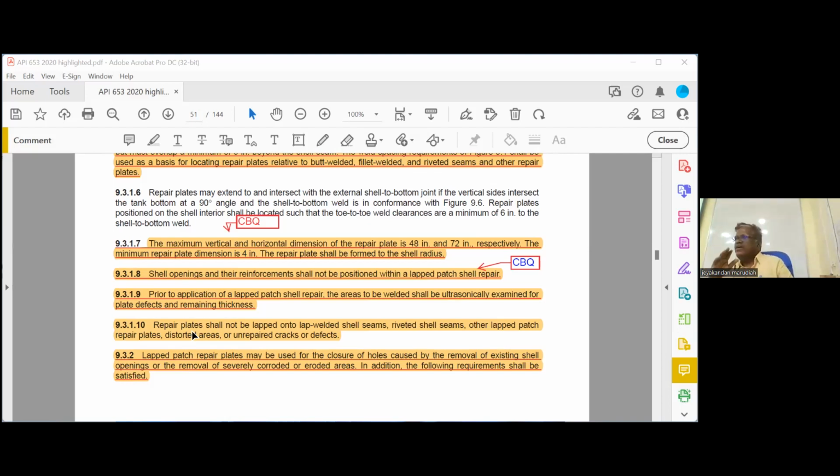Now, what are the other areas we can use a lapped patch? Suppose you remove the nozzle in a shell. See, this is a shell. There is a nozzle here. You cut and remove the nozzle. Then it can be covered with a lap patch plate. You can put a patch plate, cover the hole. There is a hole actually. Cover the hole. So the patch plate will be welded like this outside.